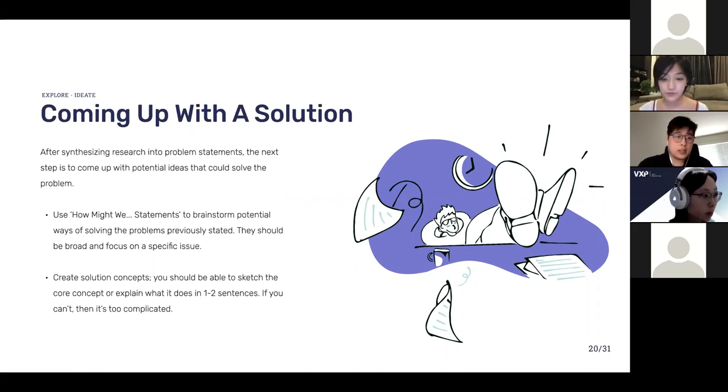This is done in several methods, but some of the most popular ways is using something called how might we statements. This is so that you can brainstorm potential ways of solving the problems, just explaining it through concept alone. Following that is solution concepts, so being able to sketch the core concept or explain what it does in one or two sentences. The goal is to still be very broad, because once you get into something too specific, you've essentially skipped a step.